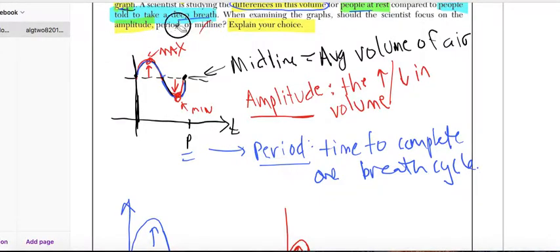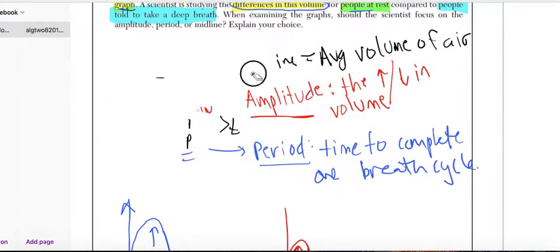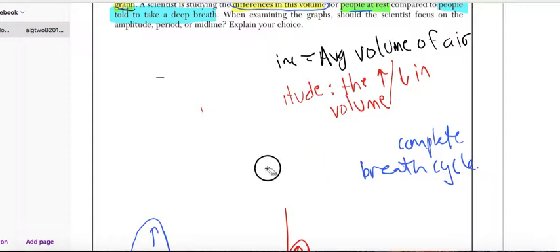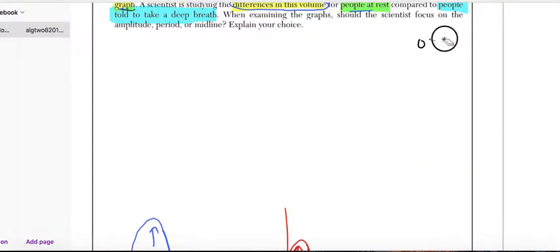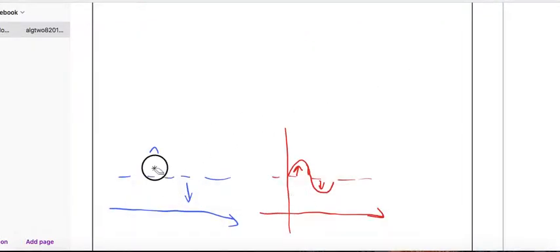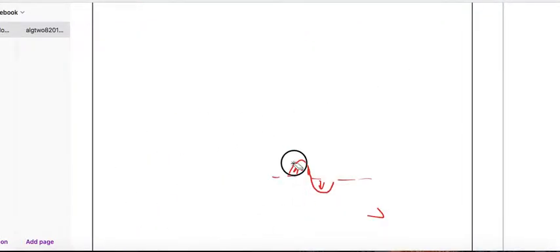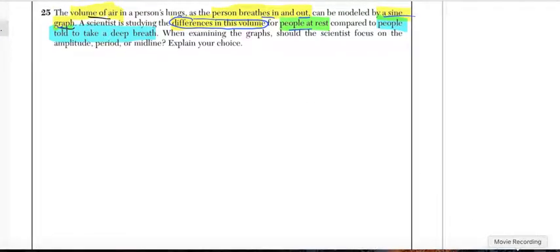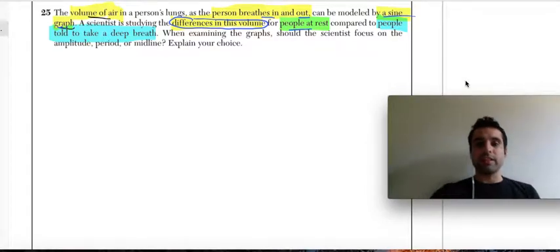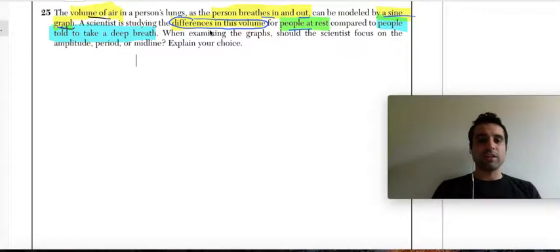I'm going to go ahead and answer the question now, okay? Because I need space. I just used all this up. If you wanted to do this kind of work, nothing wrong with that, you would do it on scrap paper, or you wouldn't write as big as I'm writing right now. But basically what you're going to say is that the scientists should focus on the amplitude, because the difference in volume is talking about the increase and decrease, right? And that's the difference you see for people at rest versus when they're taking a deep breath.